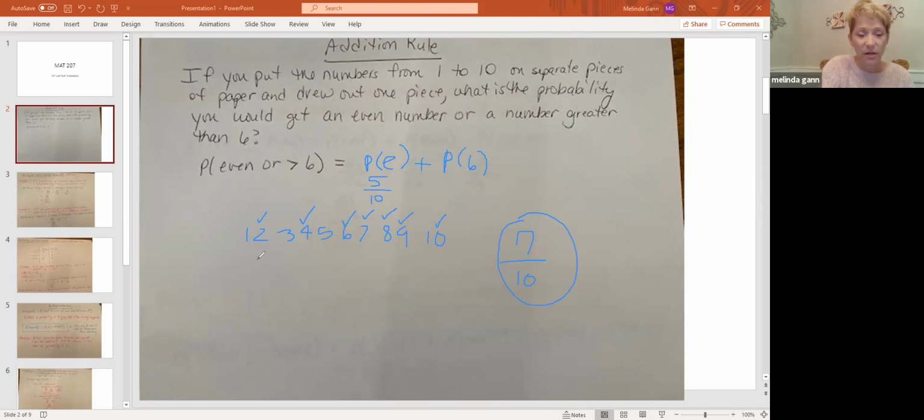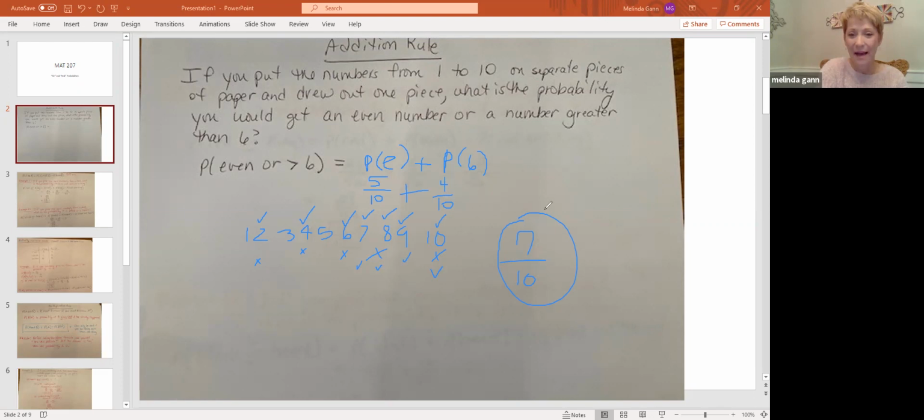So you counted the 2, you counted the 4, you counted the 6, you counted the 8, and then you counted that 10. Okay, so that's where I got the 5. 1, 2, 3, 4, 5. And then plus, now, out of the 10 numbers, which ones are bigger than 6? Do you see 6 isn't bigger than 6, but 7 would be, and 8 would be, and 9 would be, and 10 would be. So I would get a 4.